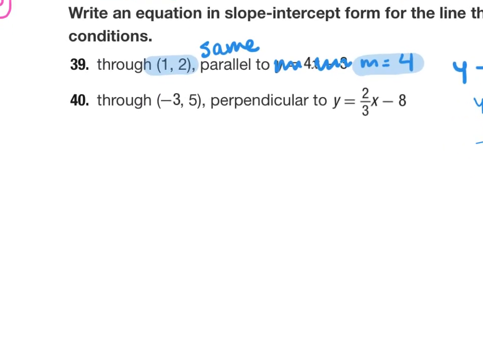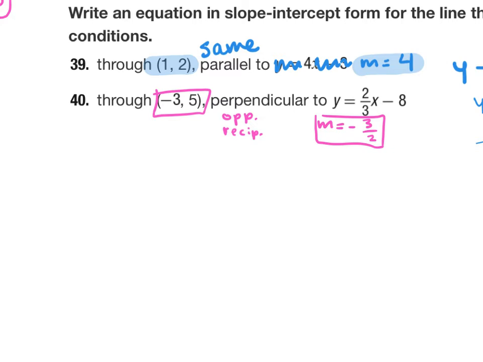So number 40. What is our slope going to be here? Perpendicular means that we need to do the opposite reciprocal. So negative what? 3/2. Since it's positive, we make it negative, and then we flip it. So 2/3 becomes negative 3/2. So now we have a point and our slope.